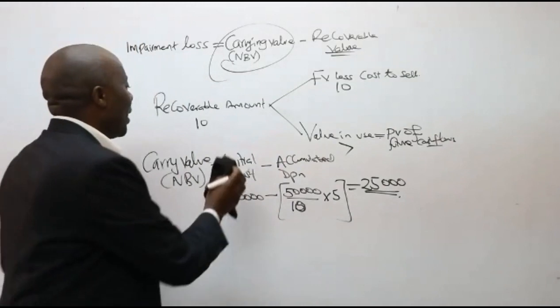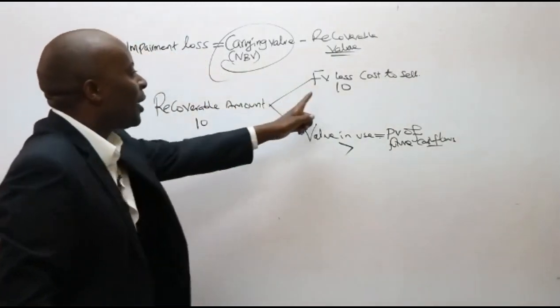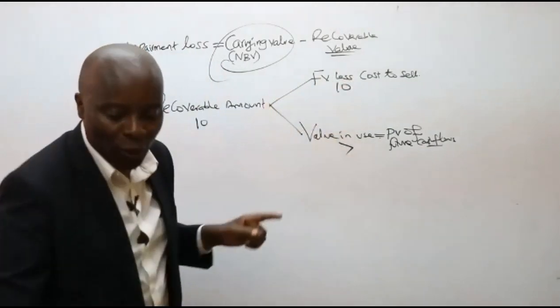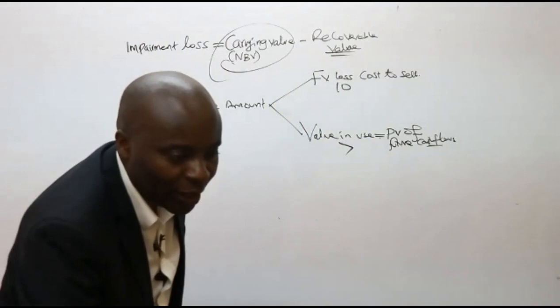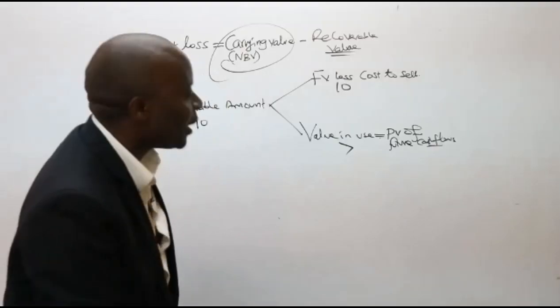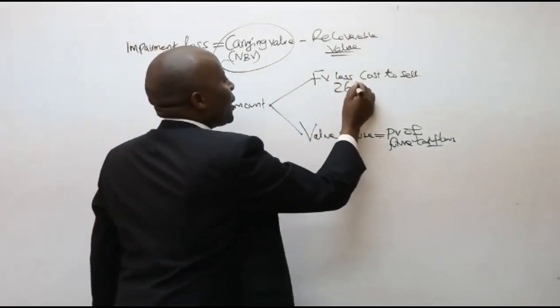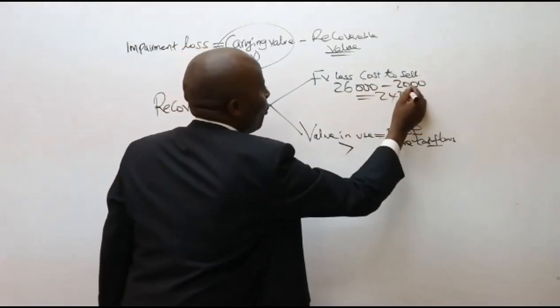So recoverable amount is here. Recoverable amount is fair value less cost to sell. Do we have this? Check there. Fair value. So we are told here the fair value of the machine is 26,000 and the selling cost is 2,000. So it will be 26,000 minus the selling cost, which is 2,000, which gives me 24,000.